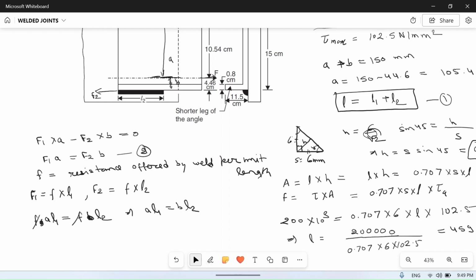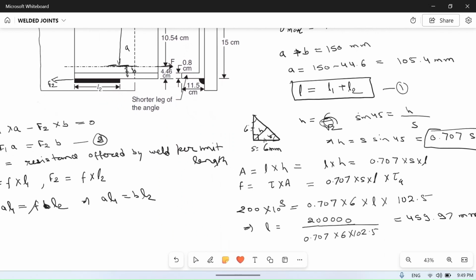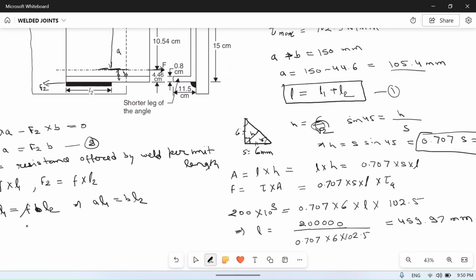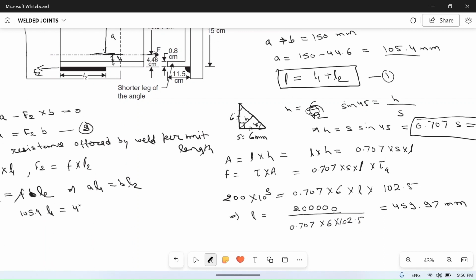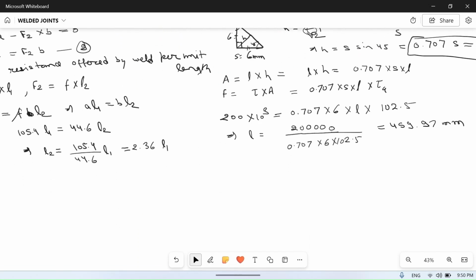From here if you put the value of A and B, then you will get A is 105.4, L1 is equal to B, which was 44.6, L2. So from here you will get L2 is equal to 105.4 divided by 44.6 L1. If you divide it, you will get 2.36 L1. So L2 is equal to 2.36 L1.